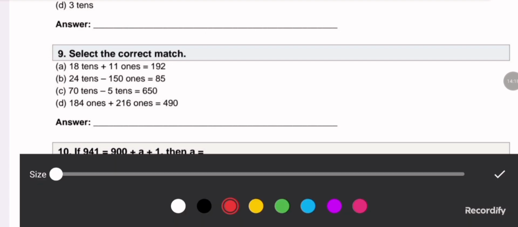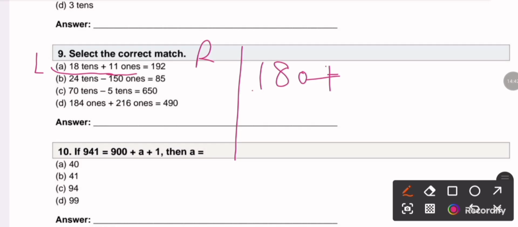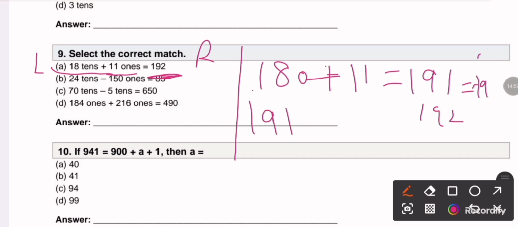Go to the next, question 9. Select the correct match. In this question we have to check whether the left hand side is equal to the right hand side. So let's start. The first one is 18 tens plus 11 ones is equal to 191. 18 tens means 18 multiplied by 10, so 180, plus 11 ones means 11 multiplied by 1, so 11, is equal to 191. See the right hand side, 192. 191 is not equal to 192. This is the left hand side, this is the right hand side, not equal. So this is wrong. Go to the next.